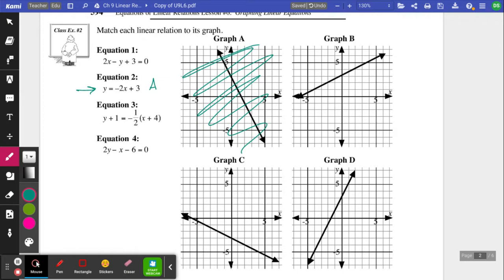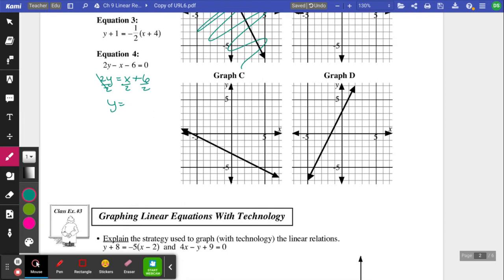Let's do equation 4 first. 2y is going to equal x plus 6. Agreed? If you leave your y, divide by 2. Then y equals... what's the slope of this equation, by the way? No, it's not 2. 1. Okay, the y-intercept is 3.